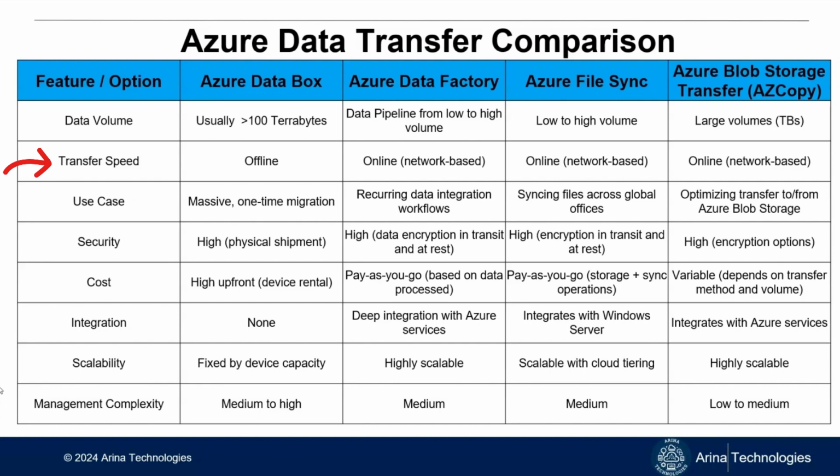The transfer speed: again, Data Box is offline. It'll come in a suitcase, so there's no transfer speed applicable here. Data Factory is going to be based upon network usage, where you're going to be transferring the data over the network. So the network speed is going to determine the rate of transfer and the rate of processing.